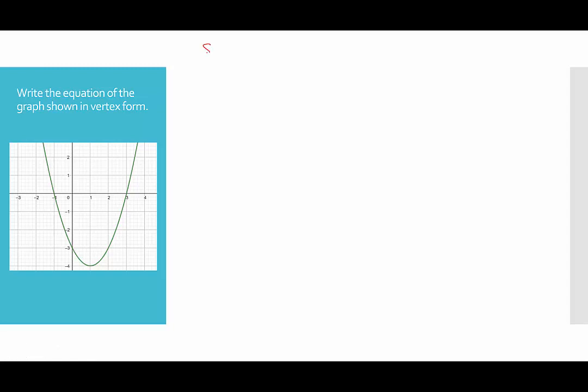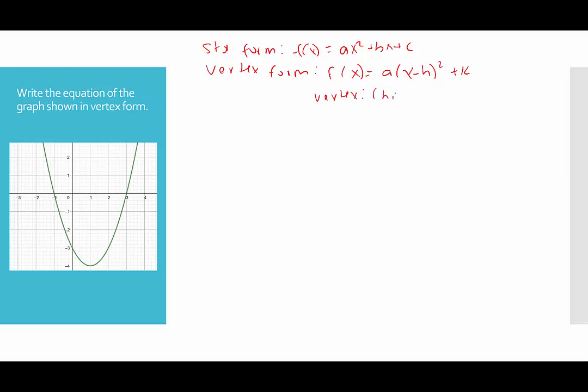We have standard form, and standard form for a quadratic is of the form f of x, or whatever the function name is, or we can say y, equals ax squared plus bx plus c. And then there's vertex form. And vertex form would be f of x equals a times x minus h squared plus k. And in vertex form, we're given the coordinates of the vertex are h comma k.